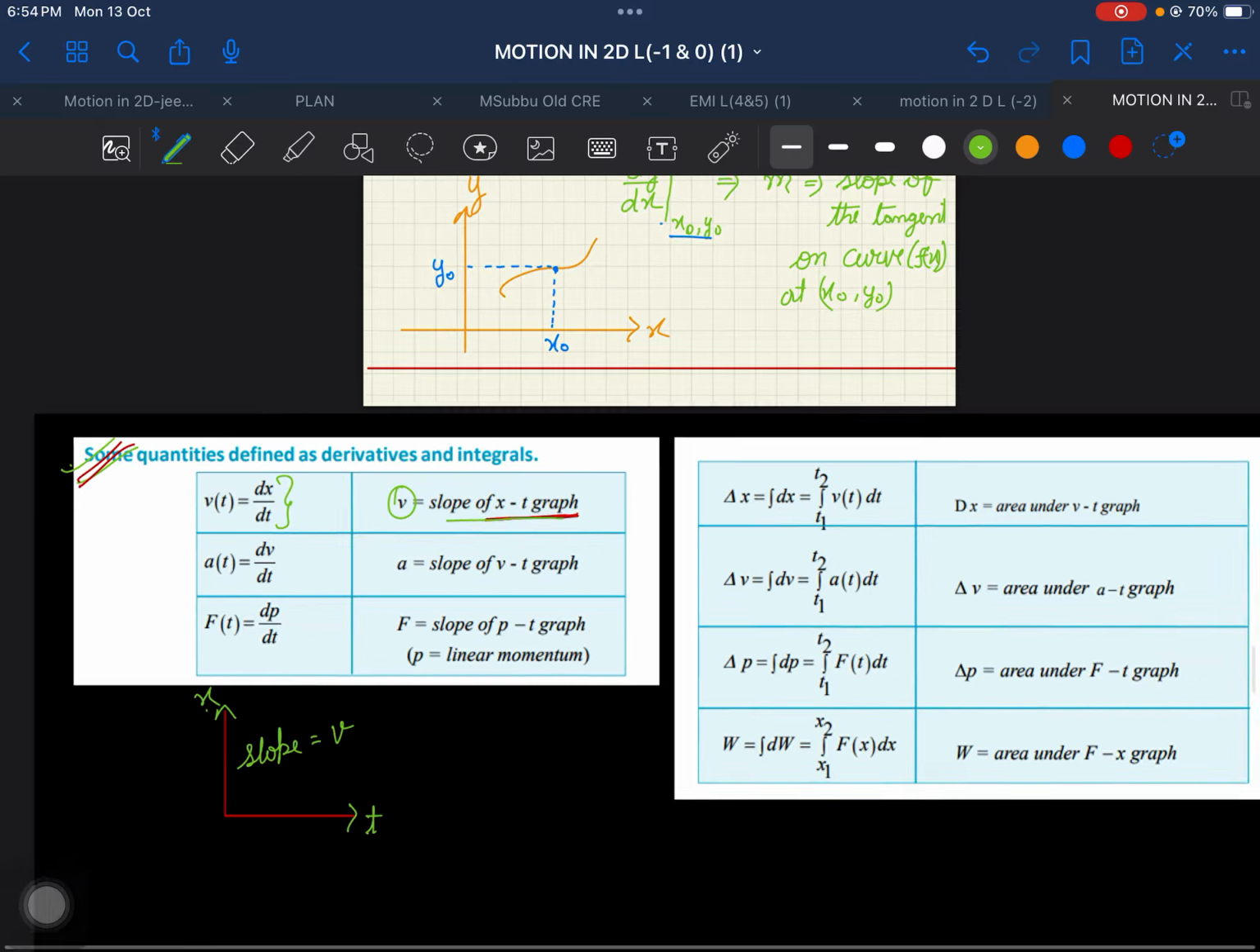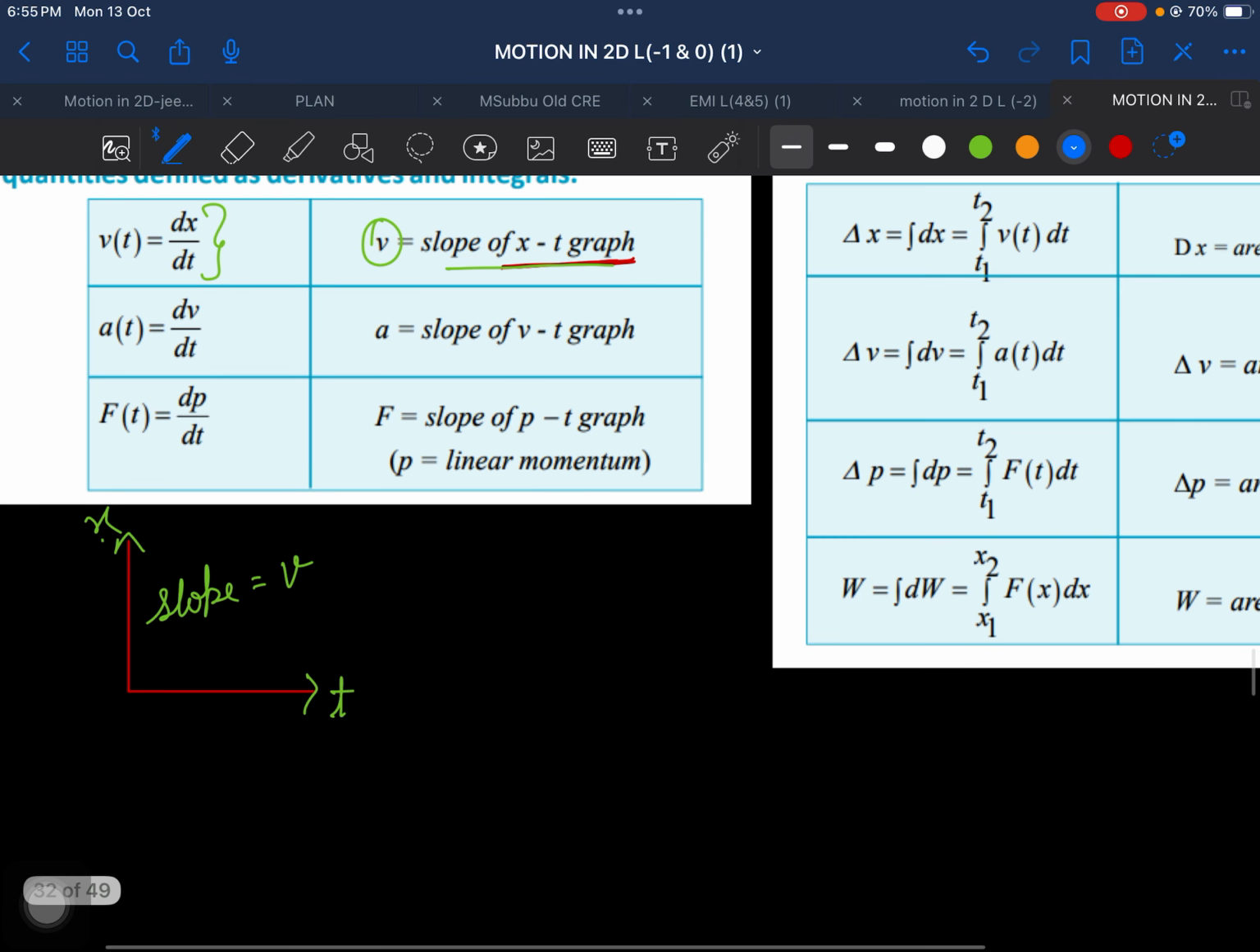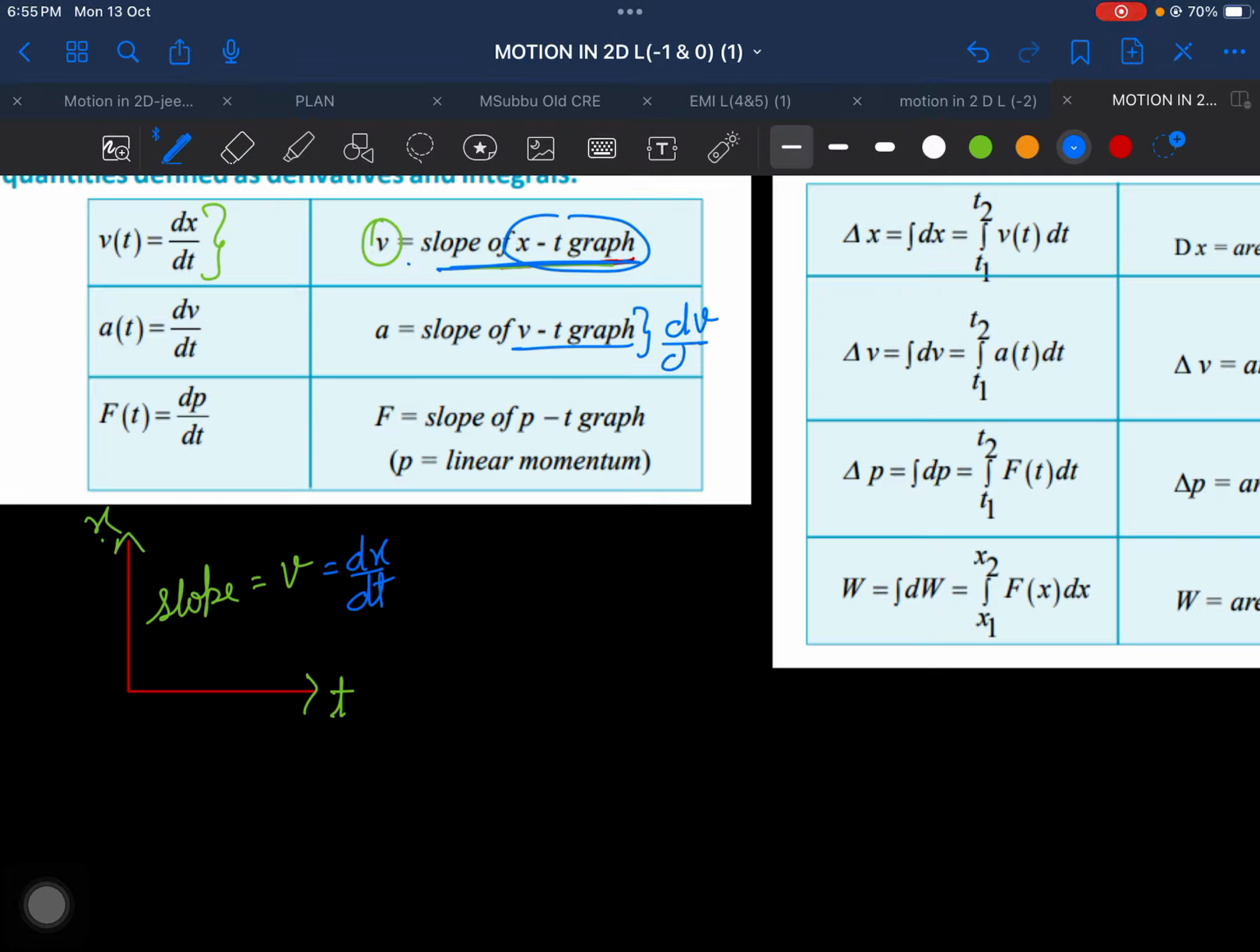From here, the slope of the yx graph, the xy curve, is simply dy by dx, right? The slope of the xt graph is dx by dt, and dx by dt is nothing but velocity, right? So just remember this: slope of the xt graph is velocity. What is the slope of the vt graph? That is dv by dt. Check, all of you. So it is acceleration.